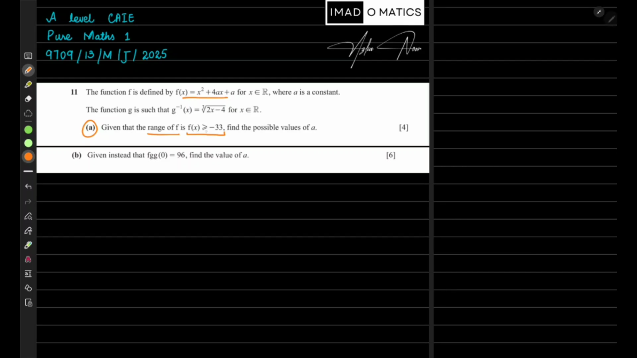Okay, when they say the range of f of x is greater than or equal to minus 33, we can write range in terms of f of x or y. What is range? Range is actually the y values or the output values. So firstly, understand the graph of this question. You can see this is a quadratic curve, with positive x squared. So that means it will be open upwards like this.